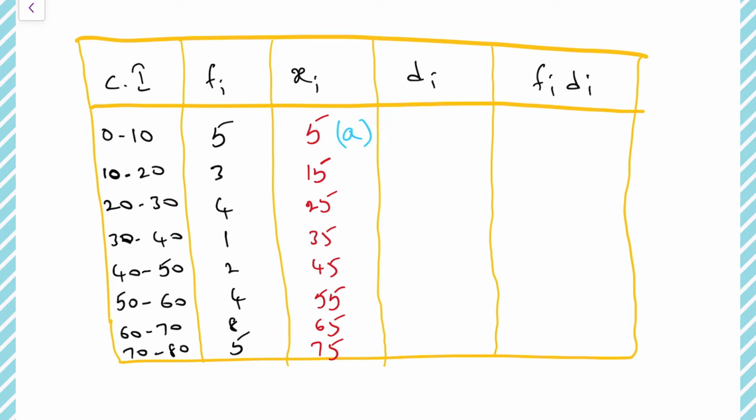Now from every number of xi we need to subtract that a. 5 minus 5, 0. 15 minus 5, 10. 25 minus 5, 20.